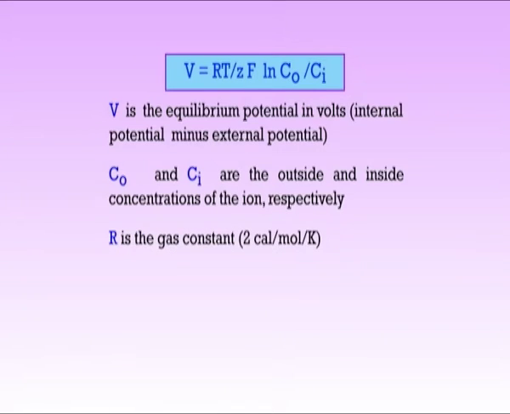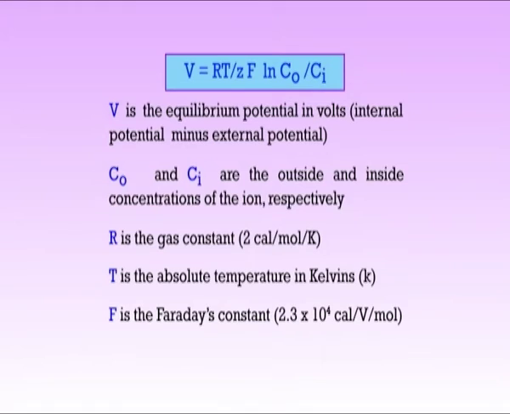R is the gas constant, which is 2 calories per mole per Kelvin. T is the absolute temperature in kelvins. F is Faraday's constant, which is 2.3 times 10 to the power 4 calories per volt per mole. Z is the valence or the charge of the ion. Here the Nernst equation is derived as follows.